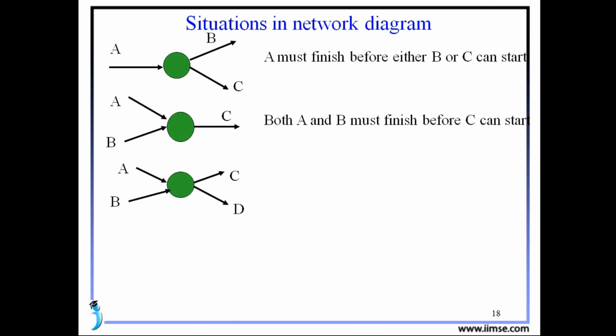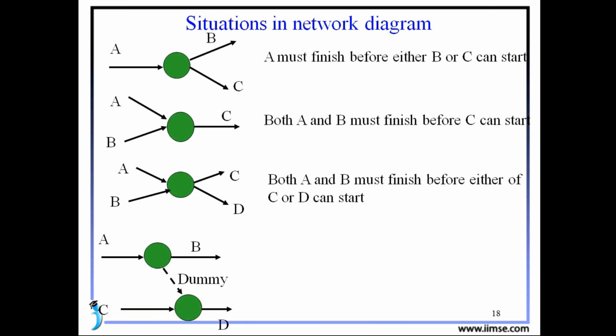Here we have A, B, C, D. That means A and B both start at the same time. After completing these two, we should start our C and D. Both A and B must finish before either C or D can start, regardless of the duration of A and B. See here, A to B and C to D, those two are independent.